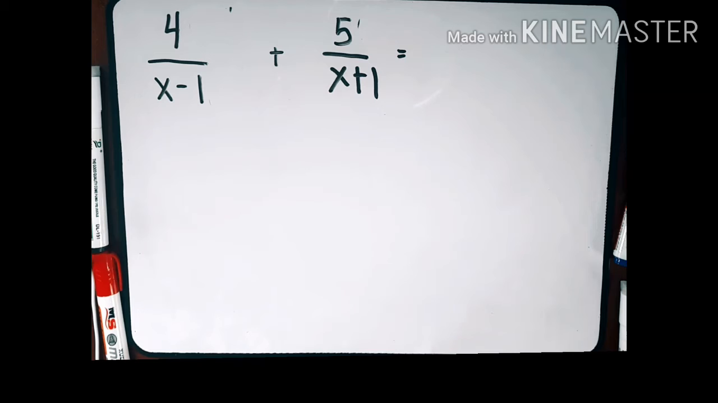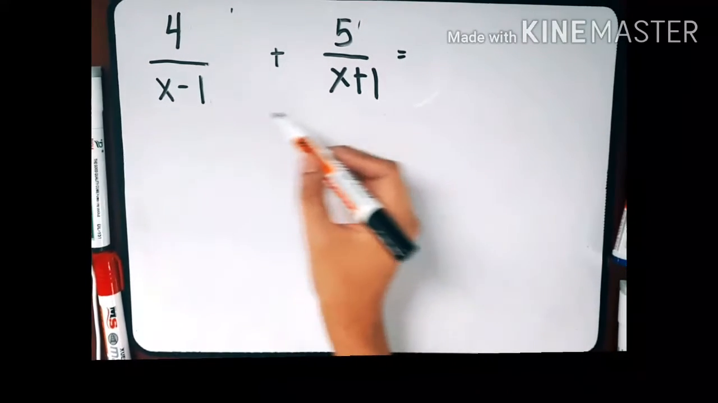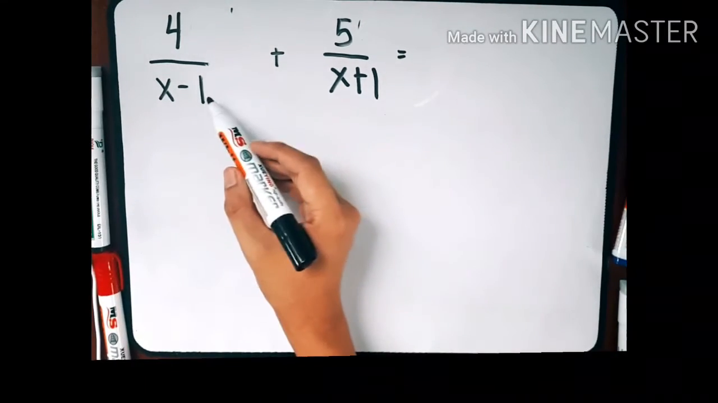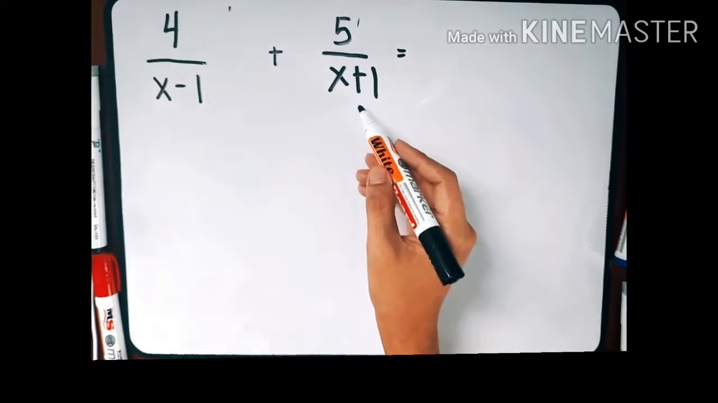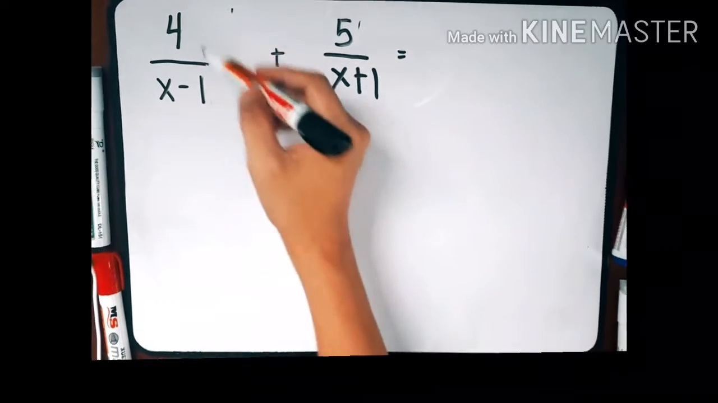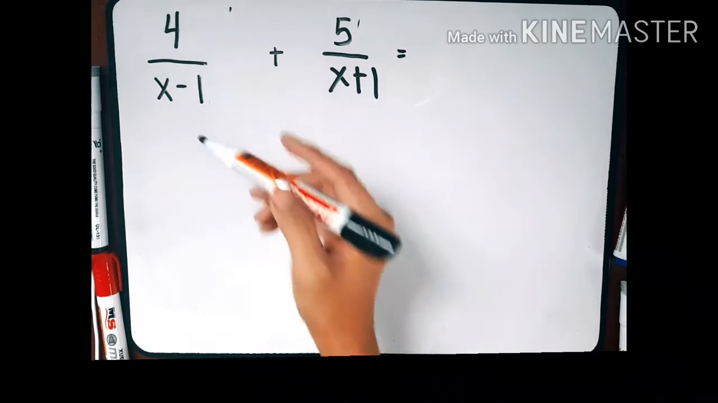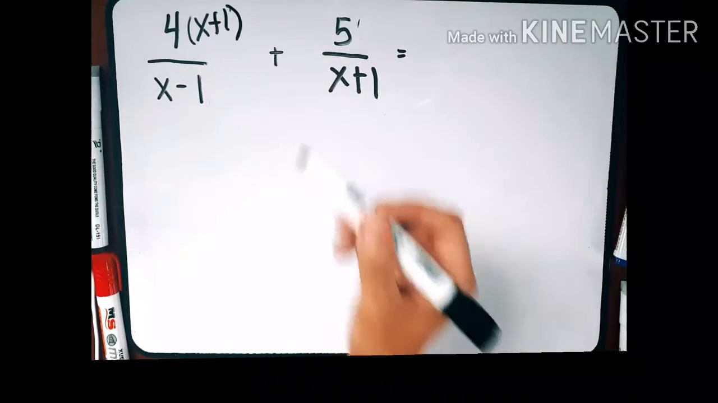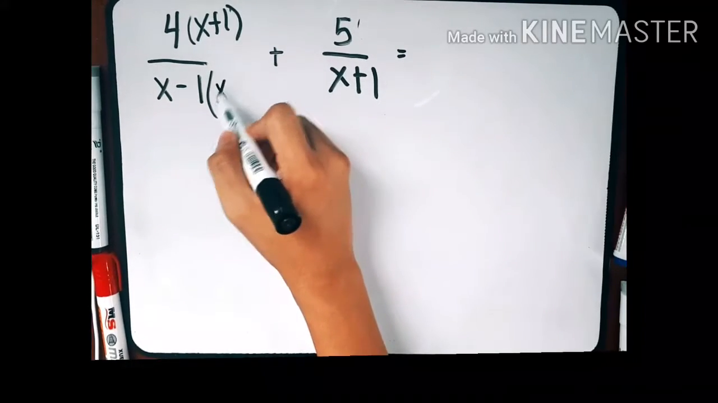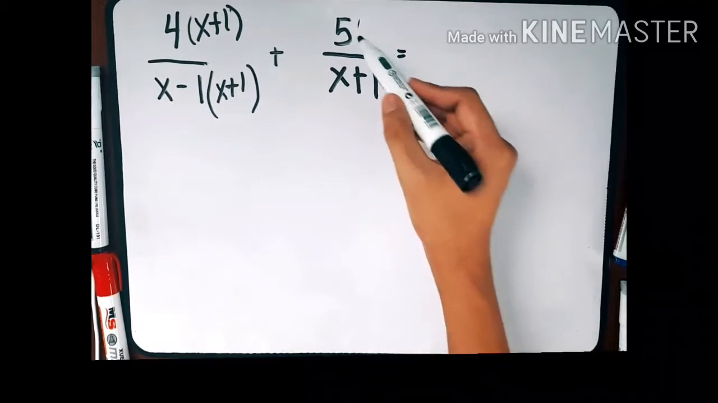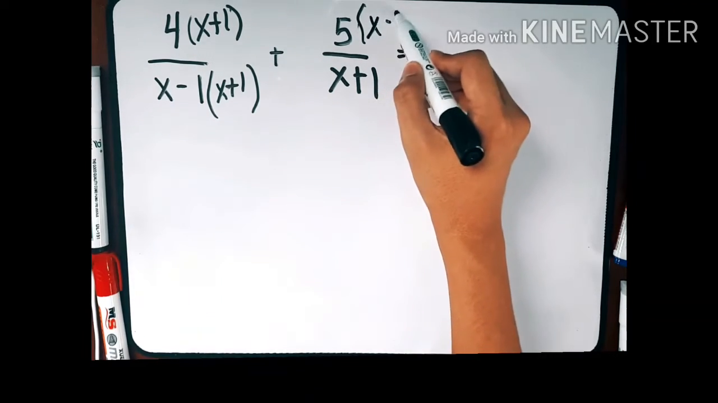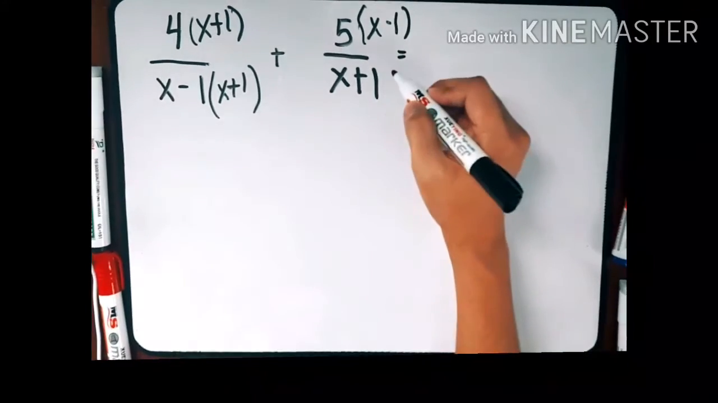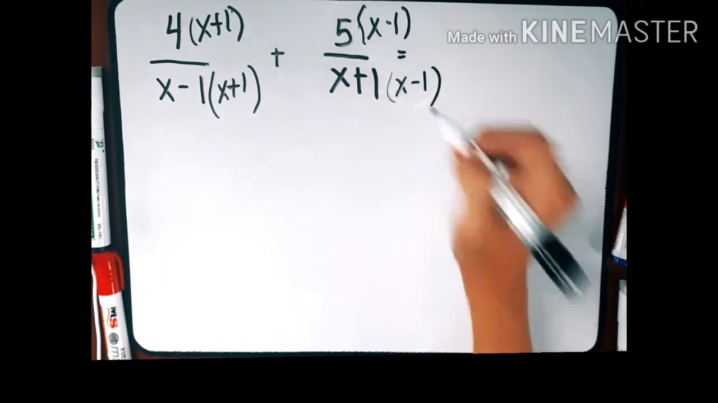Our next example is 4 over x minus 1 plus 5 over x plus 1. Una, kunin natin yung common denominator. For you to get that, multiply natin yung x minus 1 sa x plus 1. And multiply na lang natin siya from top and then yung bottom. So, 4 multiplied by x plus 1 and x minus 1 multiplied by x plus 1. Yung 5 multiplied by x minus 1 and x plus 1 multiplied by x minus 1.